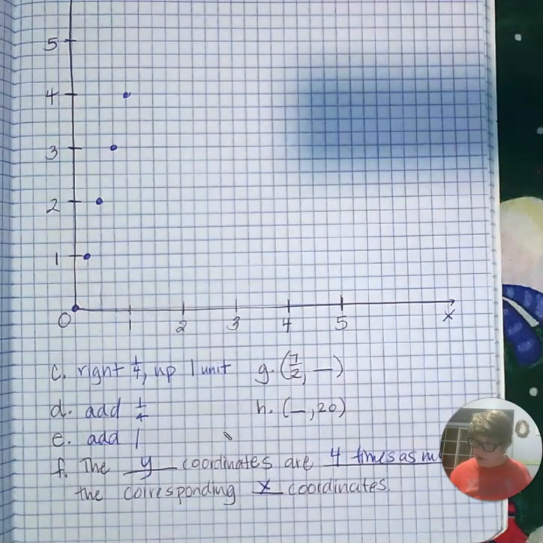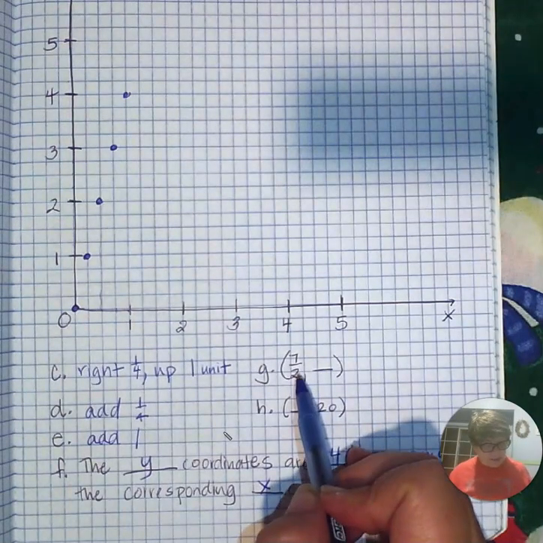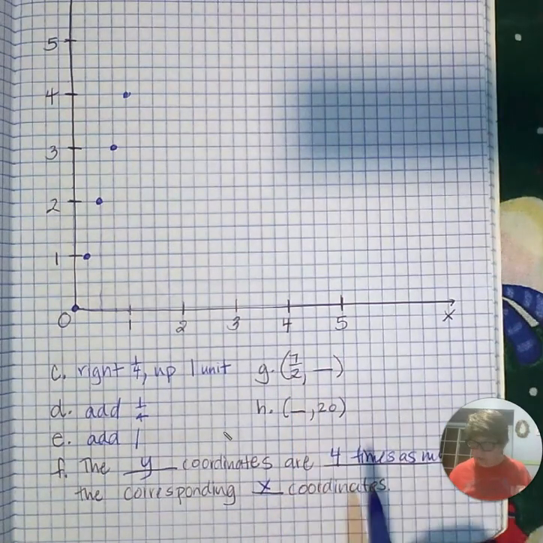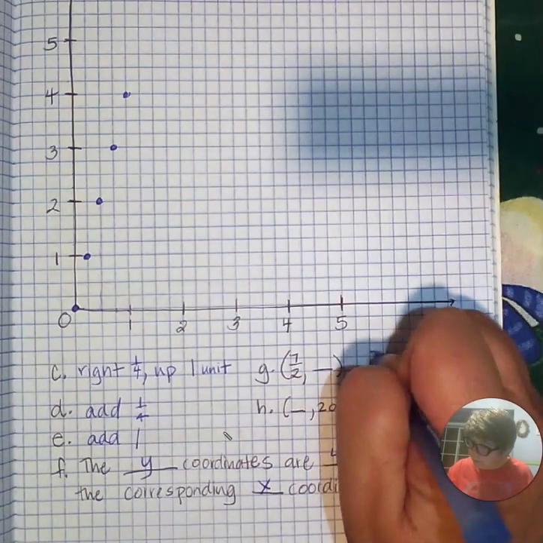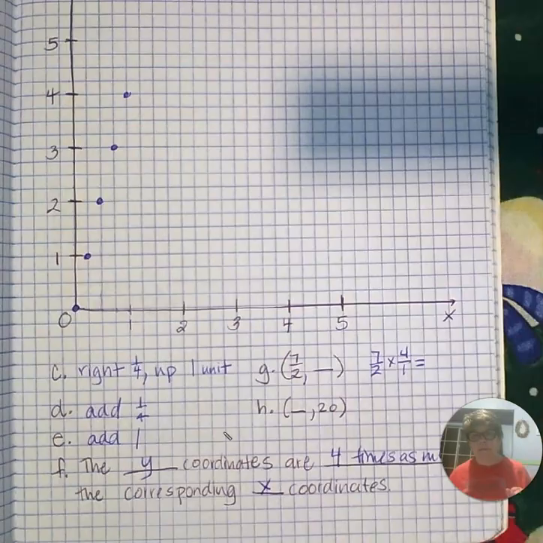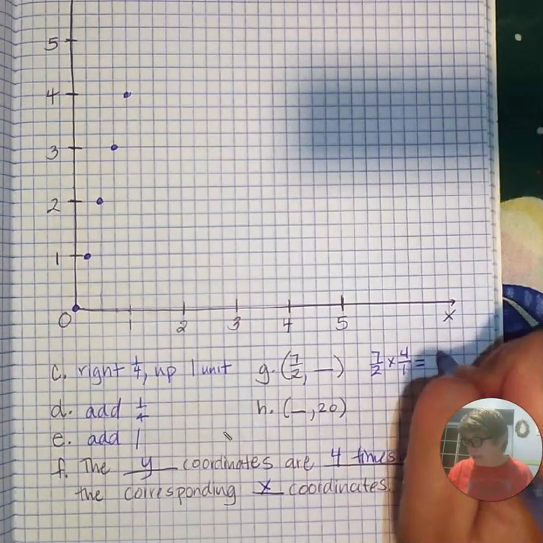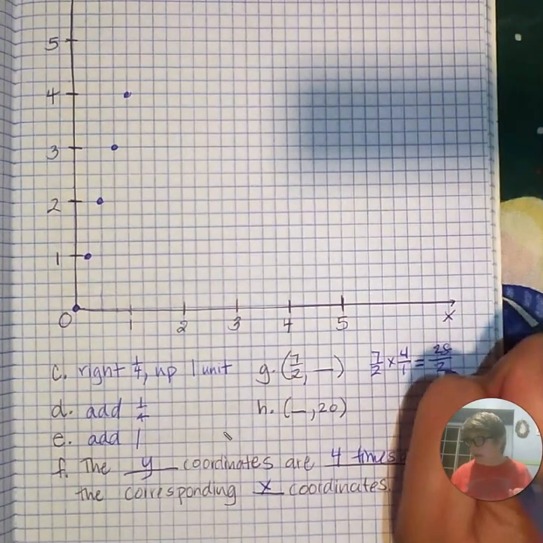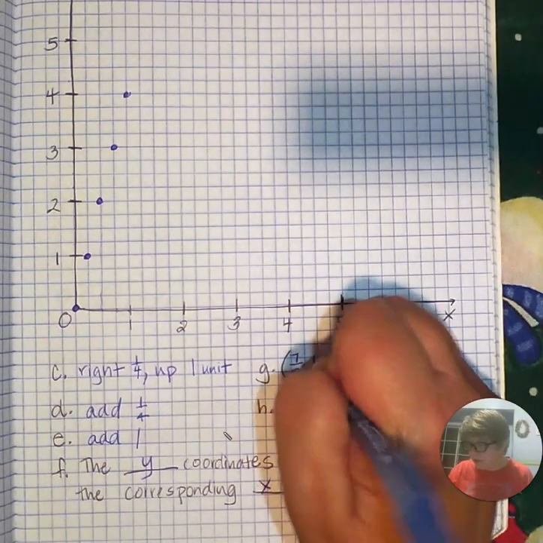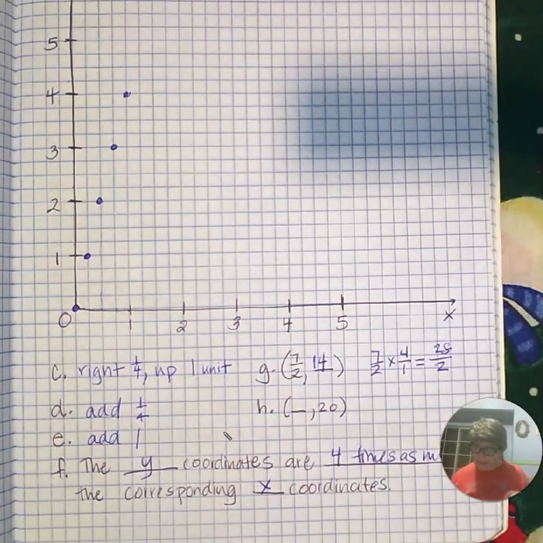All right, G, if the x coordinate is 7/2, then what is the y coordinate? And we know we multiply by 4, right? So 7/2 times 4, put the 1 underneath there. 7 times 4 is 28. 2 times 1 is 2. 28 divided by 2, 14. Good job. Okay, and so that would mean our y coordinate is 14.